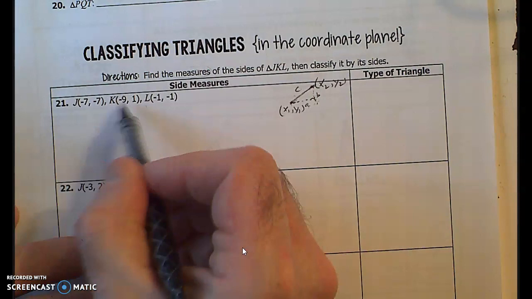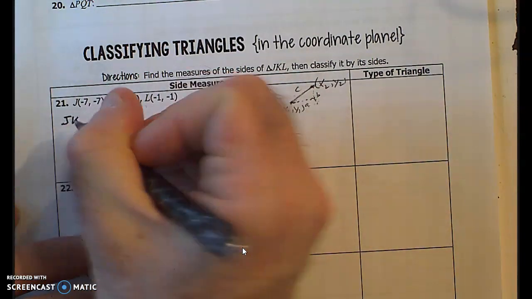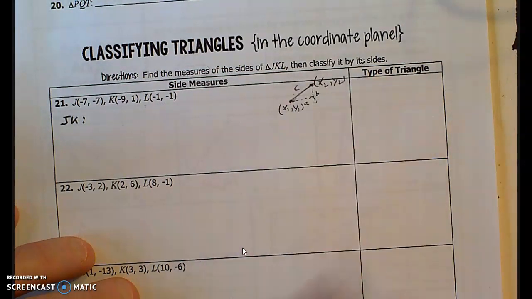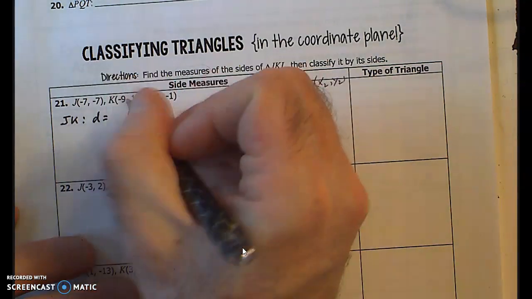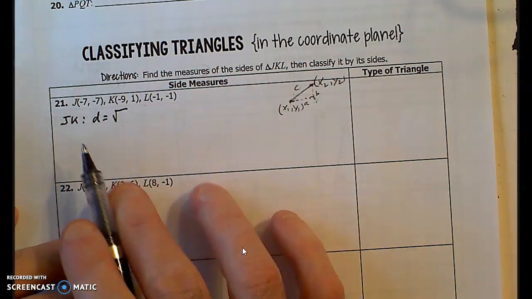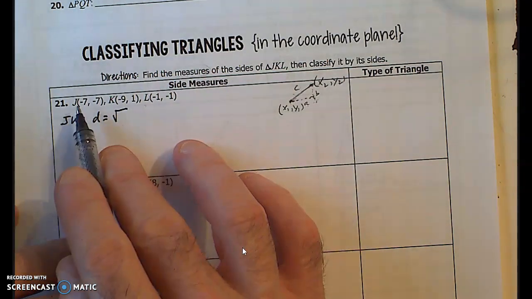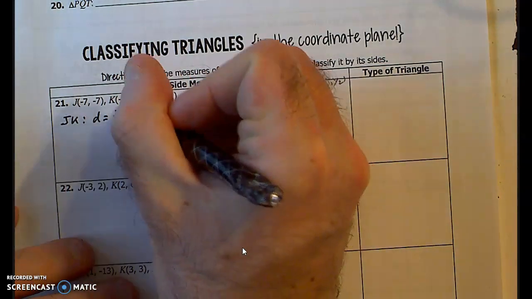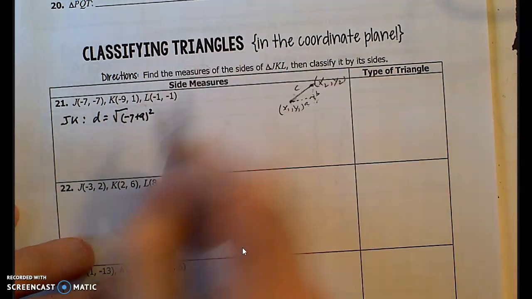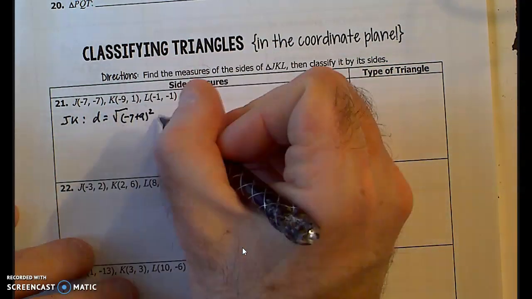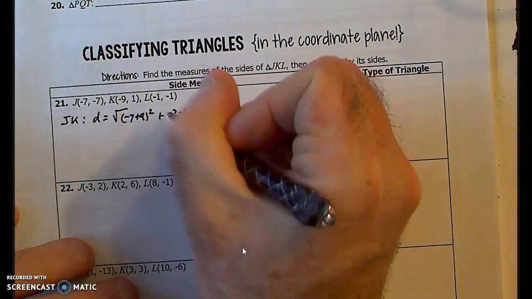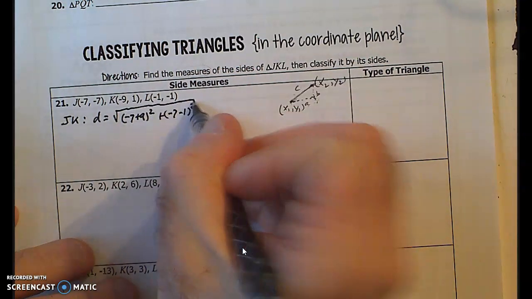So let's see over here, what is the distance between J and K? How long is that side length? I need to know that because it says classify them by their sides. I need to know how long those sides are with relation to each other, right? So I say the distance is the square root of JK. So we have X2 minus X1, X2 minus X1. I could do negative 7 minus negative 9 is plus 9 squared. Right, x2 minus x1, and then plus y2 minus y1, which is negative 7 minus 1 squared. Right, this is what I'm trying to figure out.